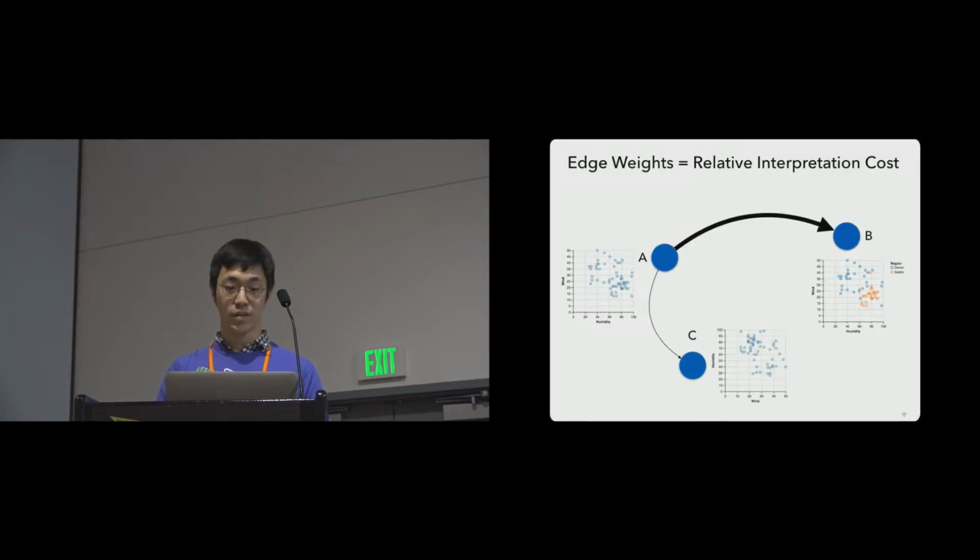In addition, we assign to each edge a weight that represents the estimated cost of chart interpretation. Given chart A, how hard is it to interpret chart B or chart C? In this example, the cost of adding color is greater than the cost of transposing the axis.